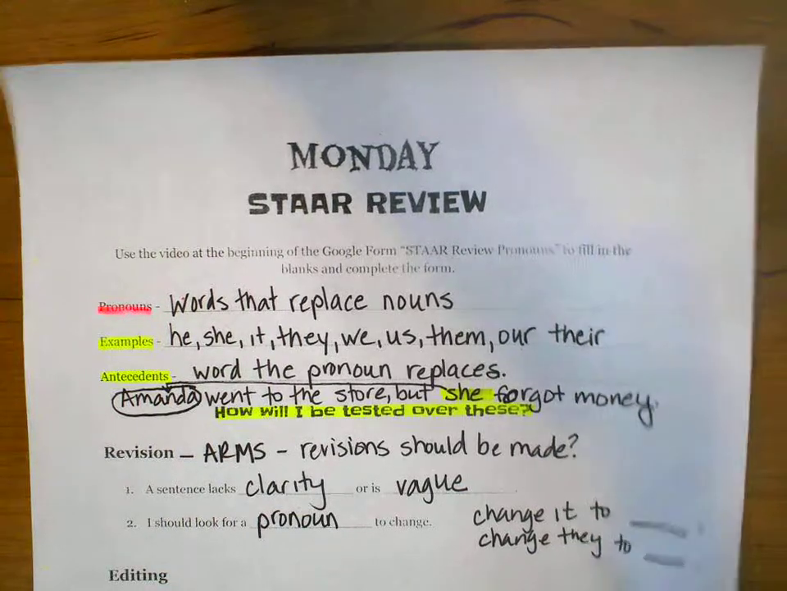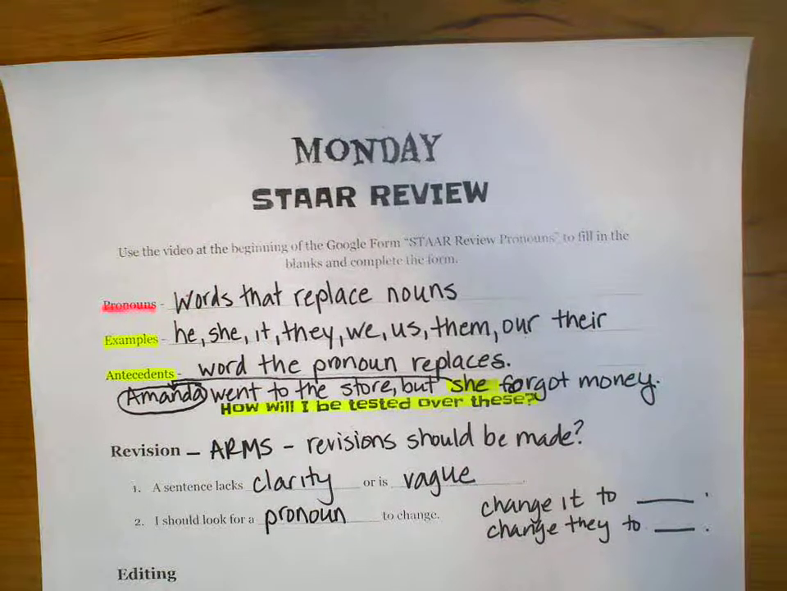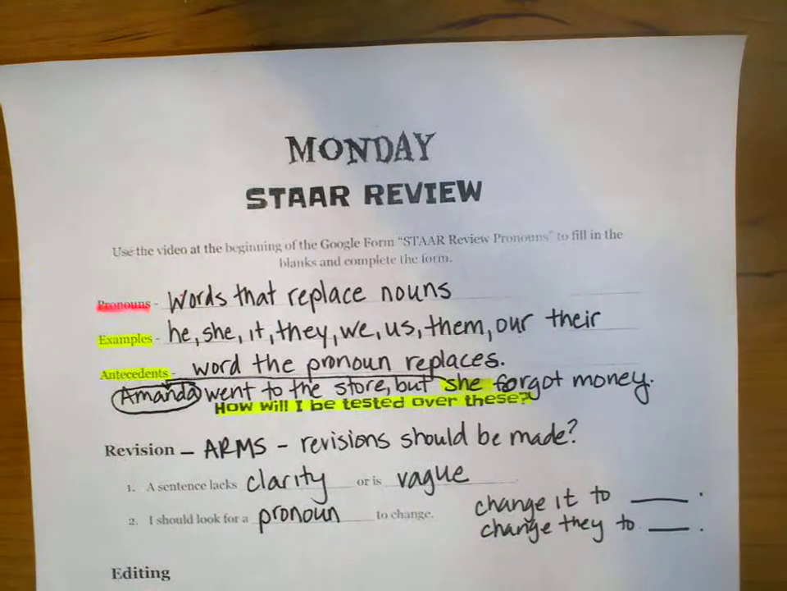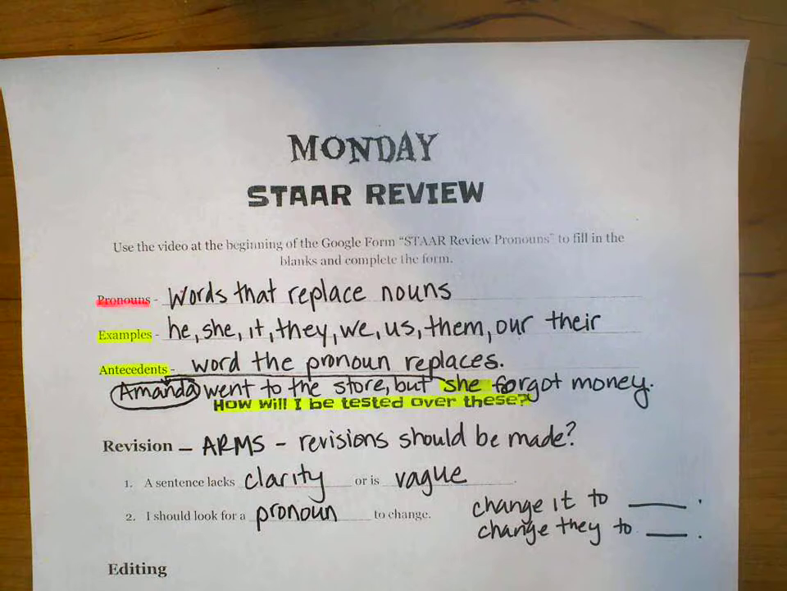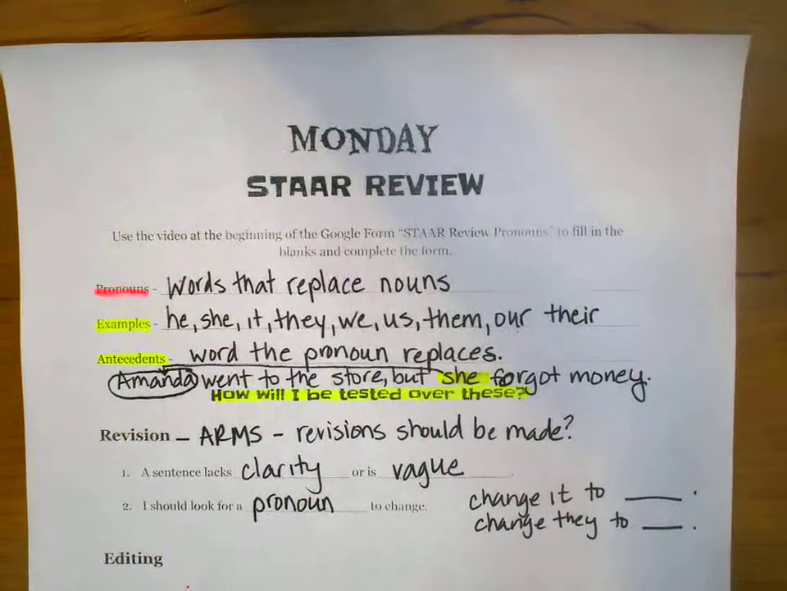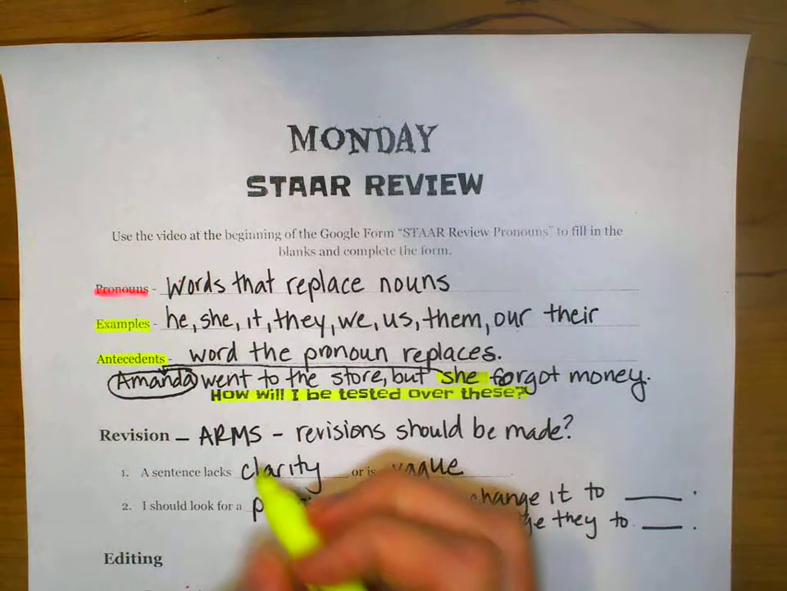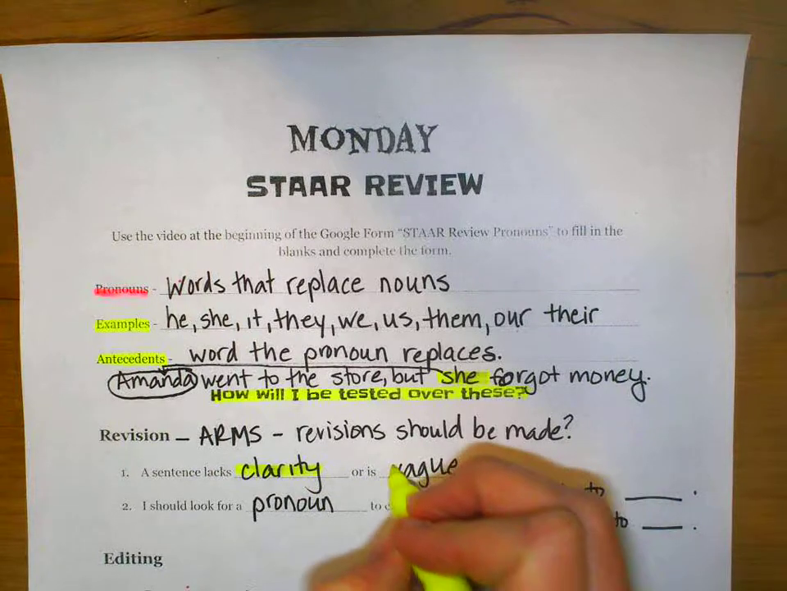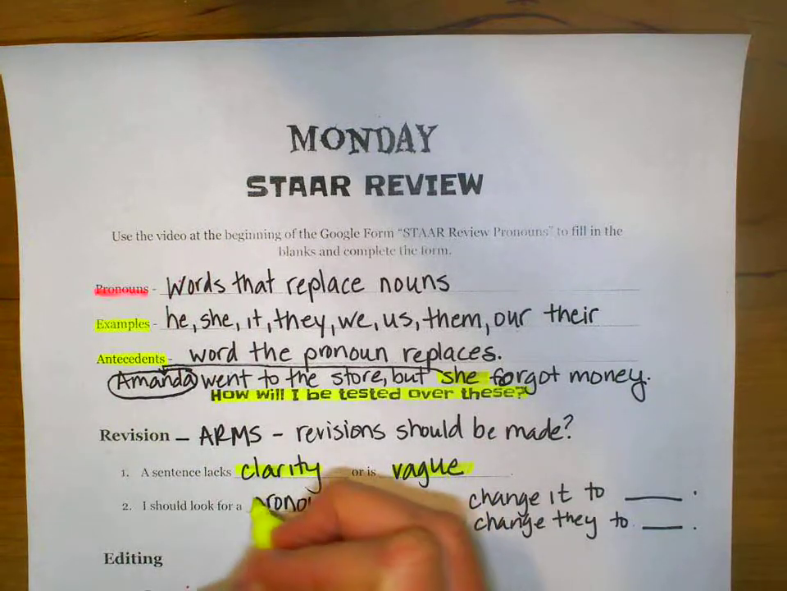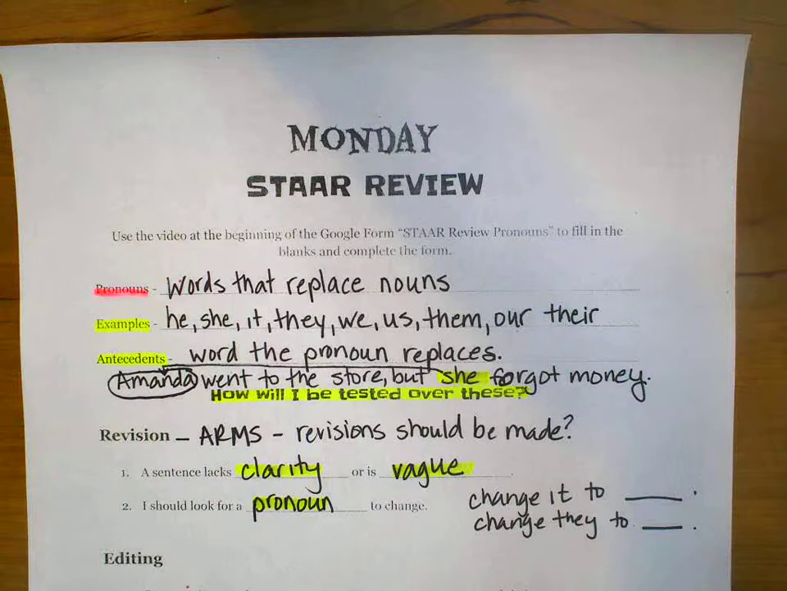Now in some of the recent STAAR tests, I've seen where it says this sentence is unclear. To make this sentence more clear, I should change they to, and then you're just finding the antecedent. So it's the same concept. You're going to be tested on if you know how to find a pronoun and how to make it more clear. Okay? So it'll ask you about clarity or is vague, and you should look for a pronoun to change.